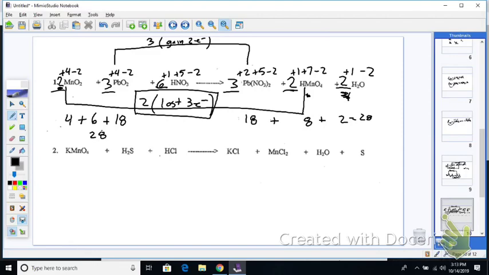So we'll do the next one together. At least I'll give you the charges and then see if you can balance it. I'm just going to give you the charges, and you can continue to work on that. So, it's plus 1, plus 7, minus 2, plus 1, minus 2, plus 1, minus 1, plus 1, minus 1, plus 2, minus 1, plus 1, minus 2, 0. Okay, so then you can practice doing that one.